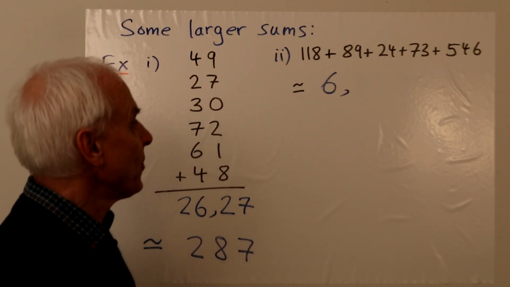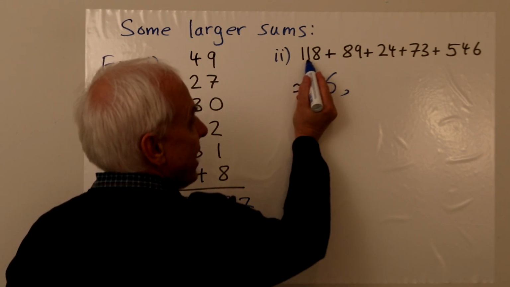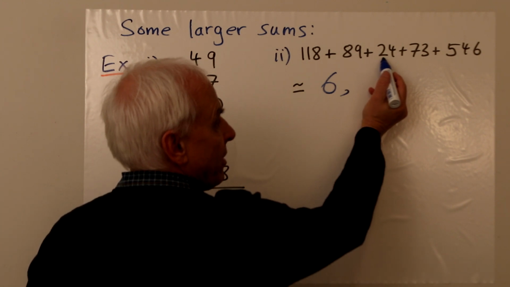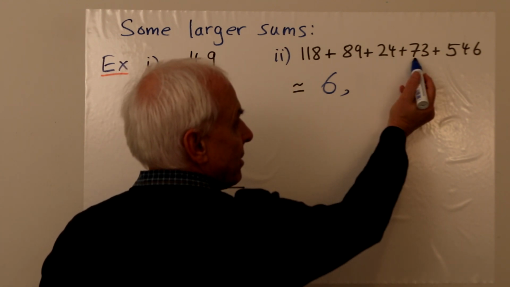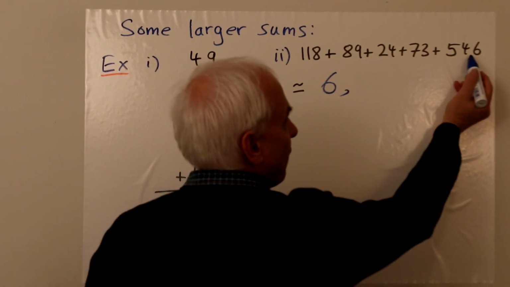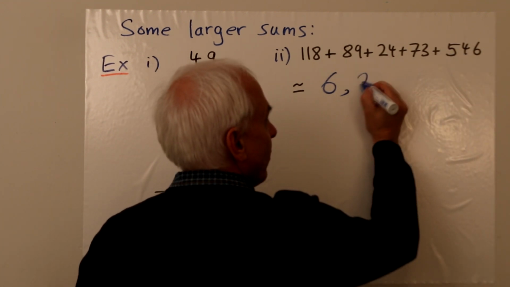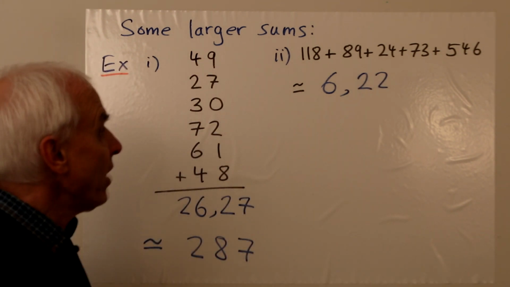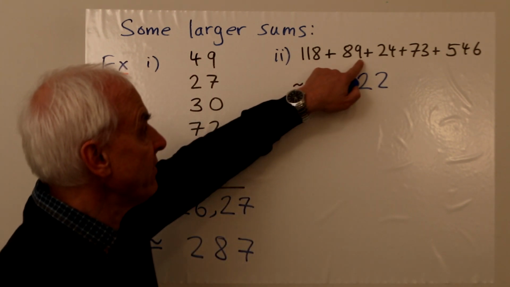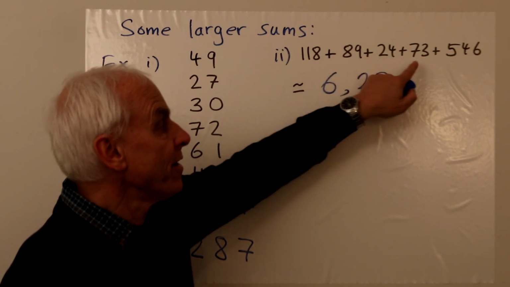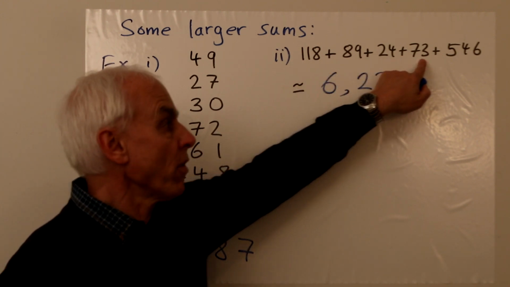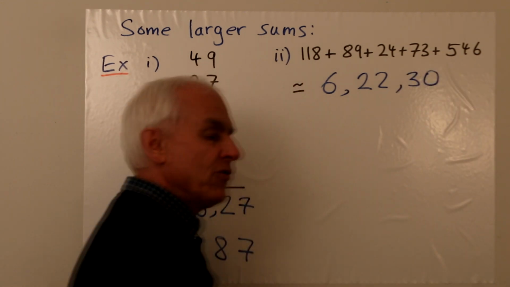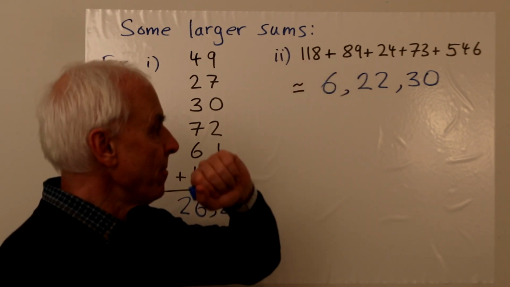Now what about the tens? There's 1 ten here, plus 8, that's 9, plus 2 is 11, plus 7 is 18, plus 4 is 22. So there's 22 tens altogether. And finally, the ones, there's 8 plus 9, that's 17, plus 4 is 21, plus 3 is 24, plus 6 is 30. So there's the open number that represents this sum.